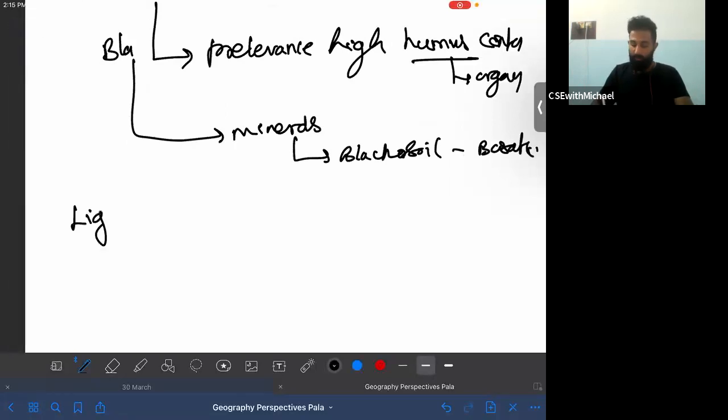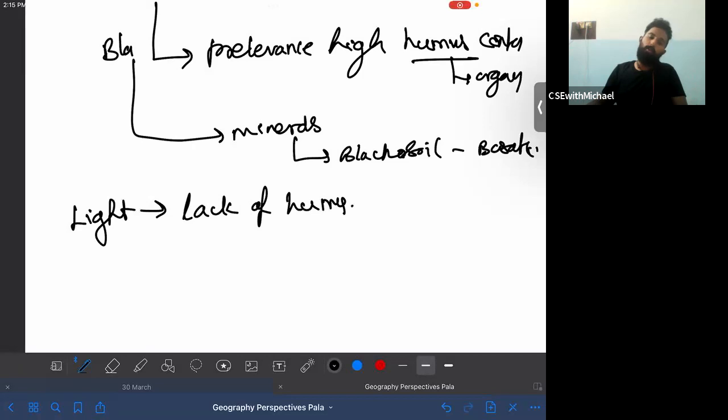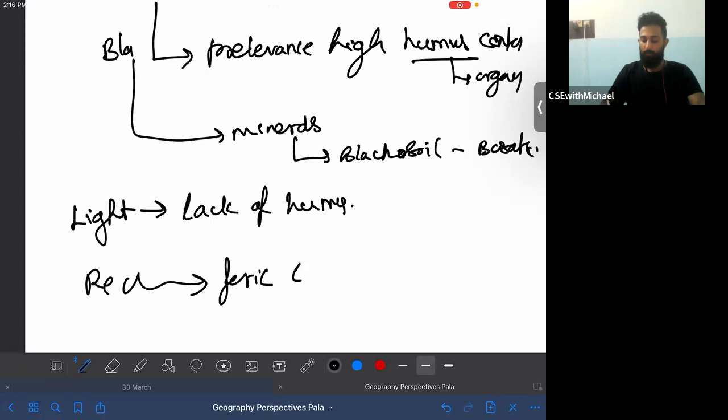Now there is light colored soil. Light colored soil, what is it? It's mostly lack of humus. Not all soils have the same organic content. If the organic content is less, the color will be a little lighter, grayish color. Now red color would be there. Reddish color is associated with the presence of ferric components. That is iron and iron related things will be giving it the reddish color.